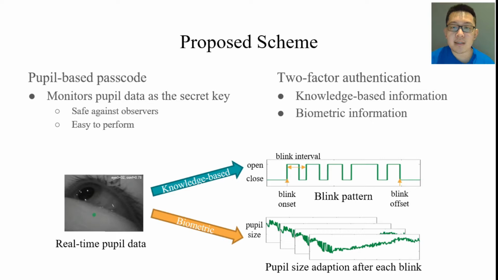To authenticate, a user is only required to blink according to their registered blink pattern. Since the entire entry process is performed inside the VR device, it prevents observer attacks, and it is easy to perform. We identify Blinkey as a two-factor authentication scheme since it leverages both knowledge-based and biometric information.